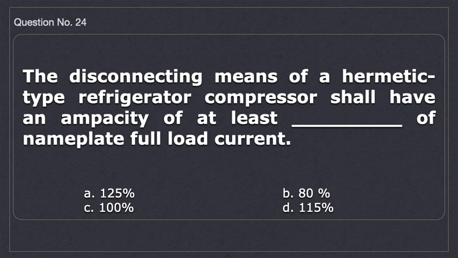Question number 24. The disconnecting means of a hermetic-type refrigerator compressor shall have an ampacity of at least blank of nameplate full load current. A. 125%, B. 80%, C. 100%, D. 115%. Answer: D. 115%.